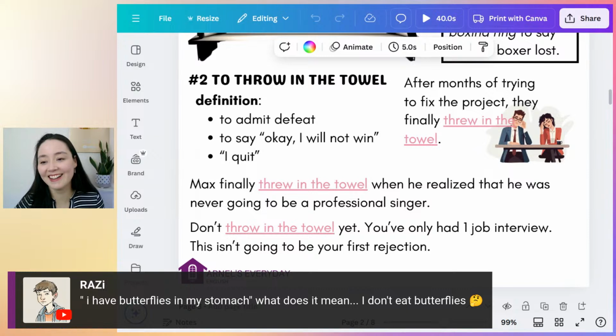Okay, Razi. I have butterflies in my stomach. What does it mean? I don't eat butterflies. Right, with expressions and idioms in English, you cannot translate them literally, right? So I have butterflies in my stomach. That means you're nervous or excited. It really feels like little butterflies are flying in your stomach. Good.